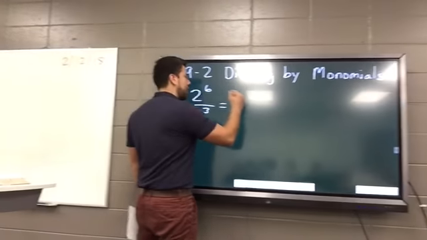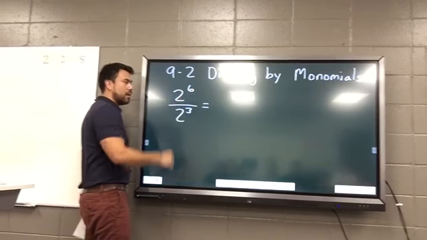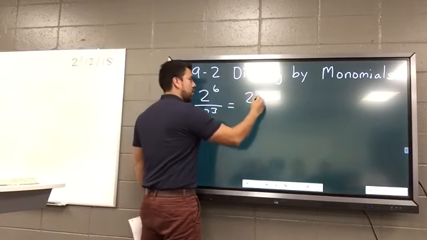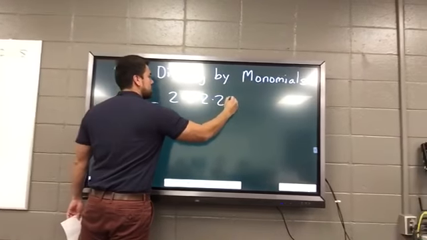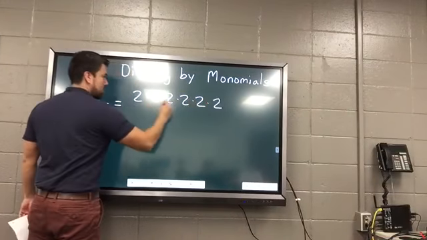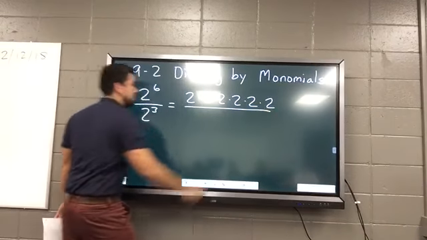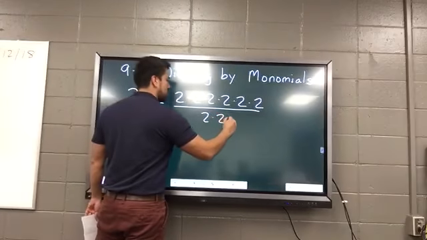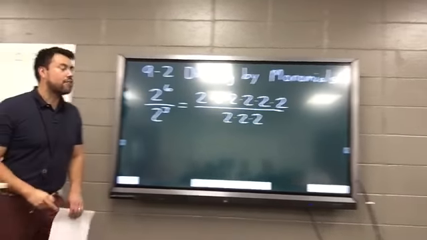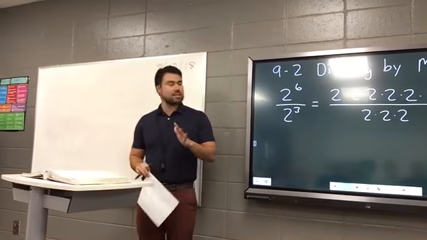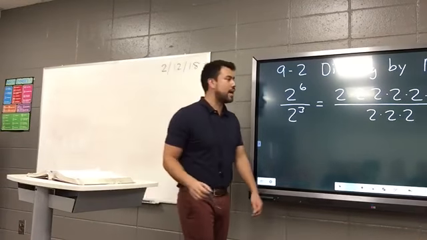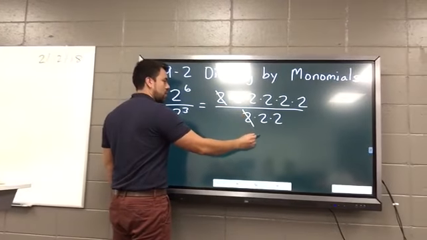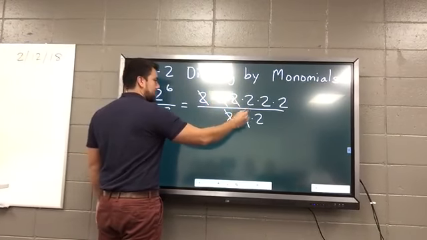I'm going to do it the long way. How many times is 2 being multiplied up in the numerator? 6 times. Okay, 1, 2, 3, 4, 5, 6. And how many times in the denominator? 3 times. 1, 2, 3. Okay, if I were trying to simplify this, make this as simple as I can, how many times would I cancel out 2? 3 times.